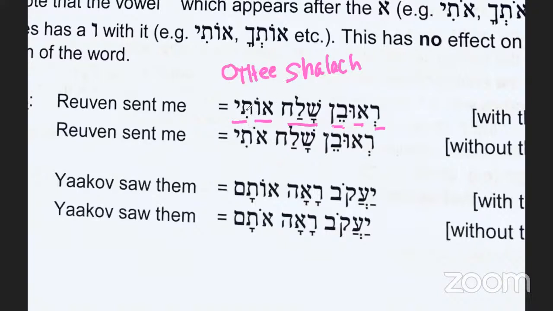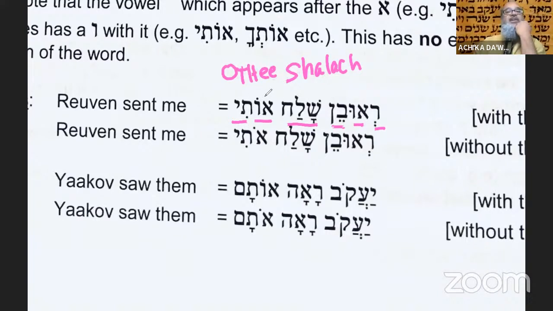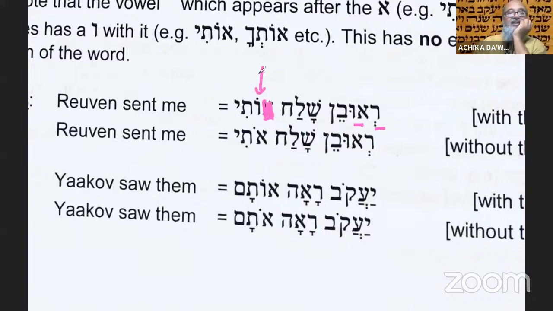Oti. Okay, so let's deal with Oti right quick. Good job. Oti is this. Aleph is silent, so you don't make any sound. Here's that O sound, so that's O. This is a TH sound, right? And then here's the yod, the little dot net. That's an I sound. So it's Oti. Reuven shalak oti. So Reuven is the one who sent me.